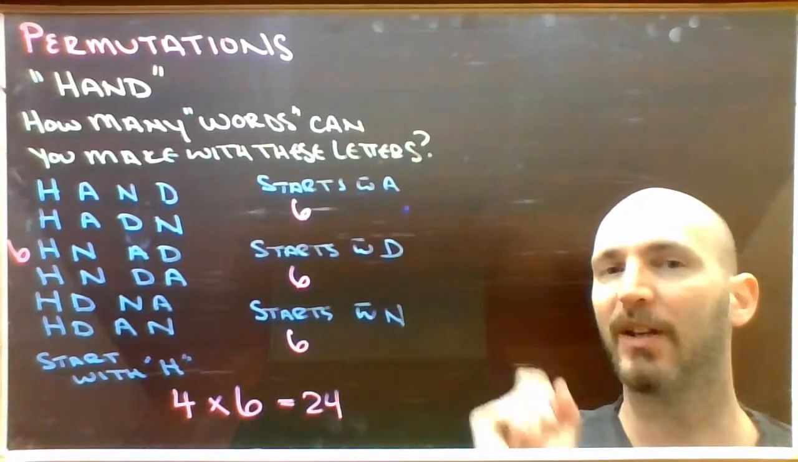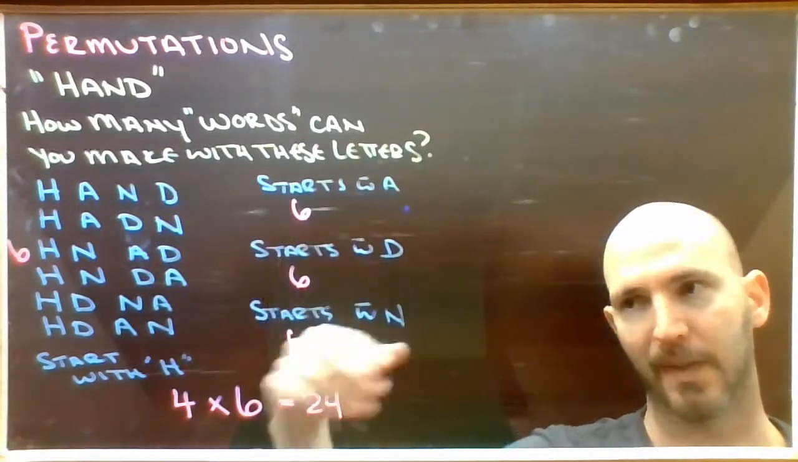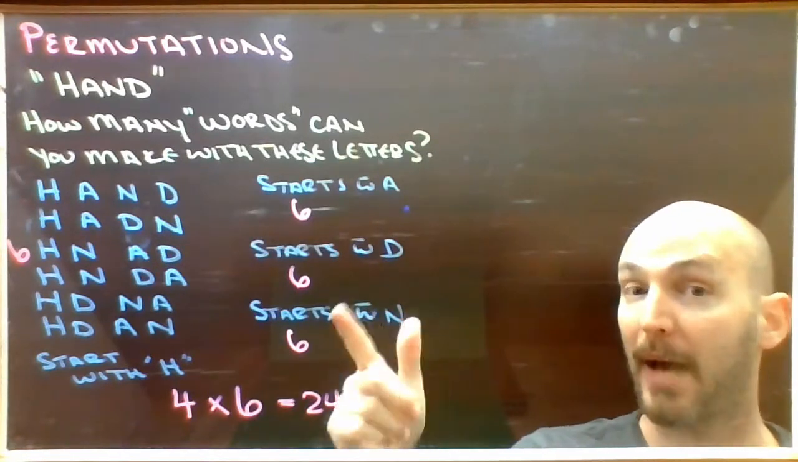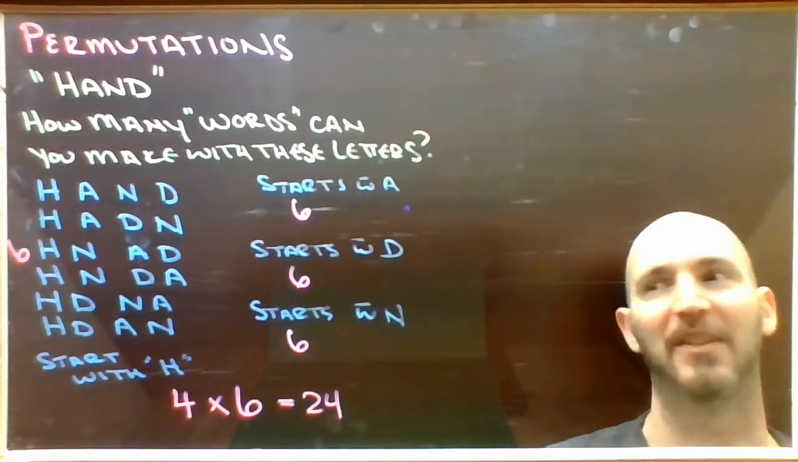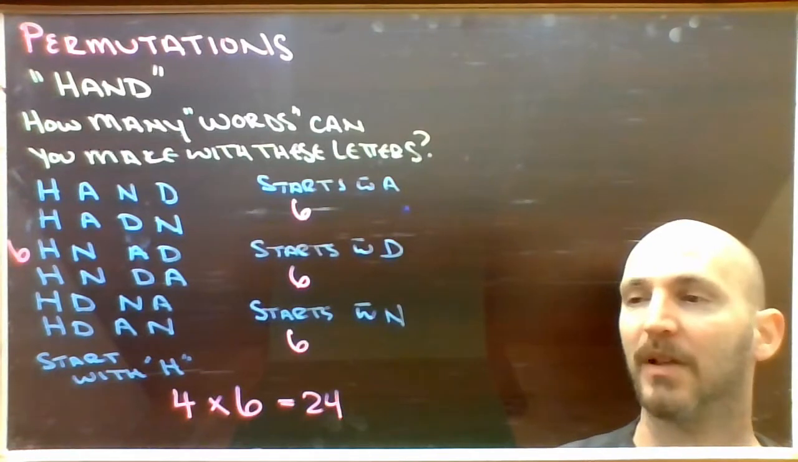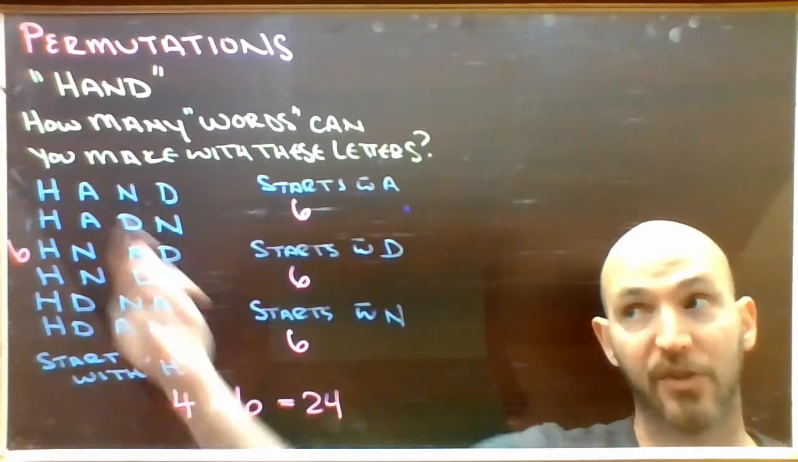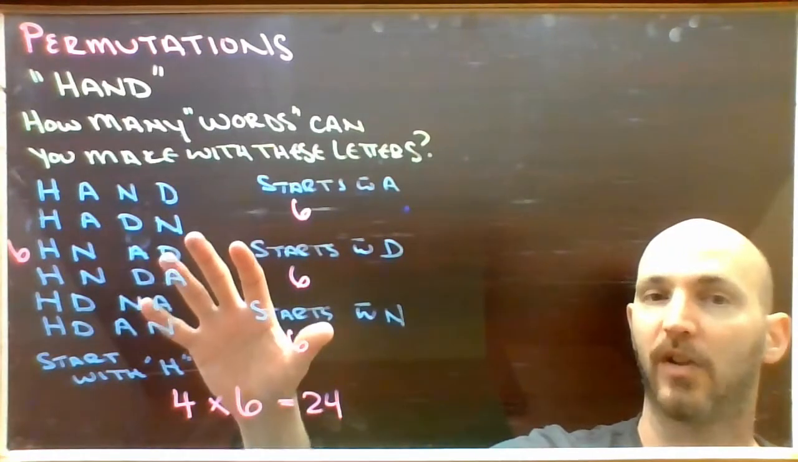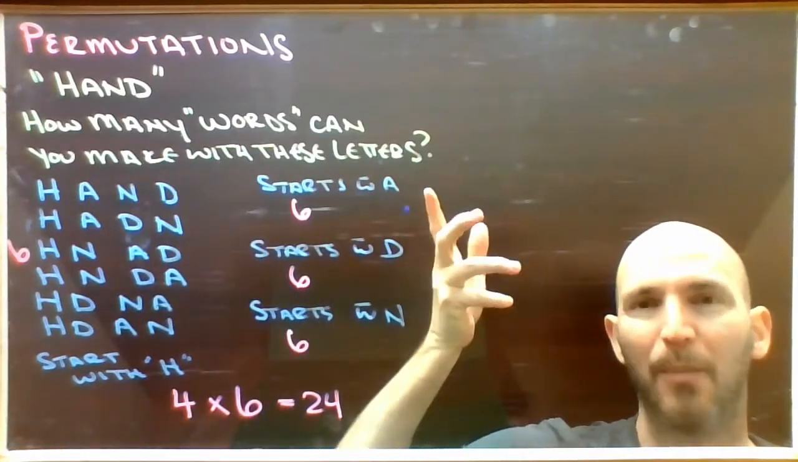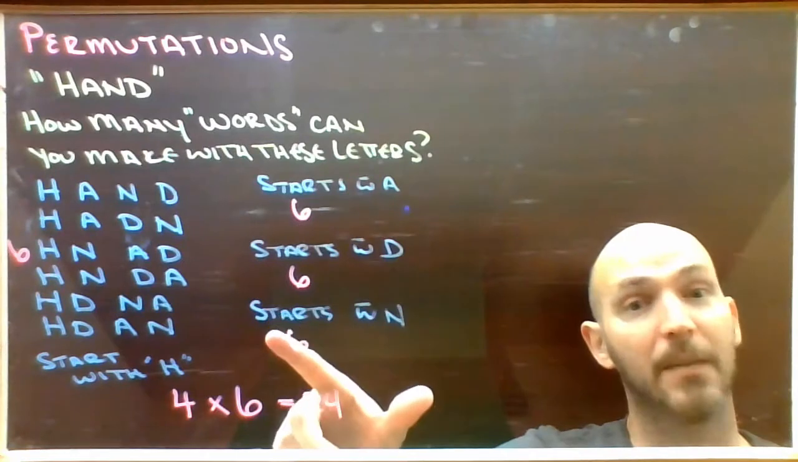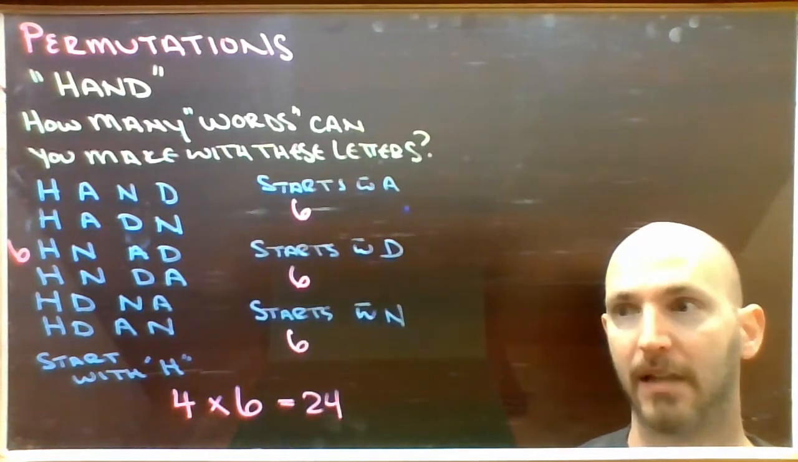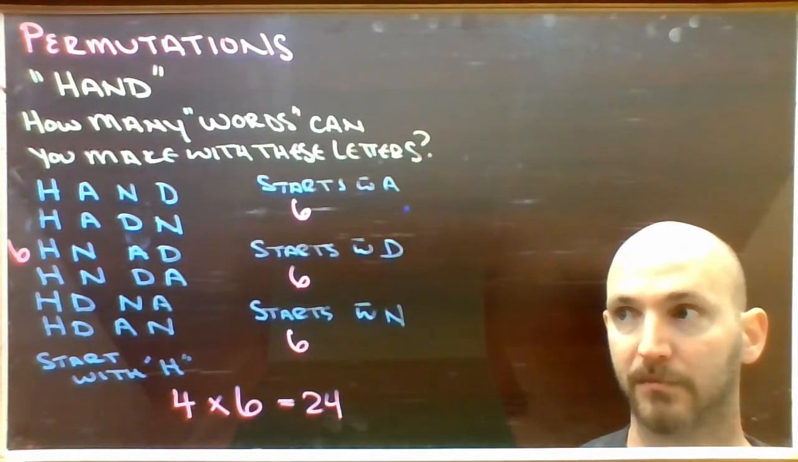Now you see I already used the shortcut. I already went through this, started making the list, saw the pattern, and then abandoned the project because it was tiresome, and went straight to the calculation. There's nothing wrong with that. The question was not make a list of all these words. It was how many can you do? So if you see a pattern you can leap straight to it, then by all means.